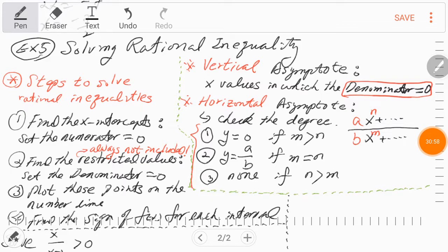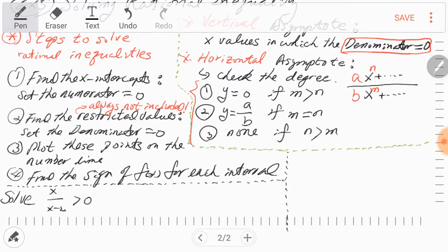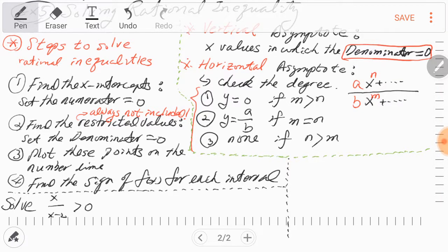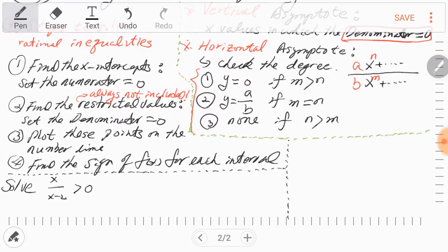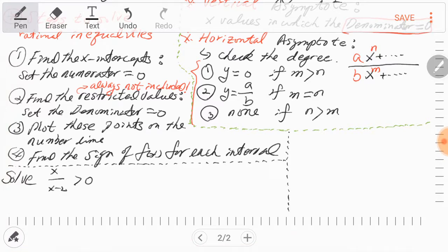Okay, for this example 5, this is about solving rational inequalities. So let me explain the steps for solving rational inequalities. First, actually the steps are similar to the previous one. First, find all the x-intercepts. You know how to find the x-intercept? Set the y value equal to 0. So first we're going to replace the inequality symbol with an equal sign.